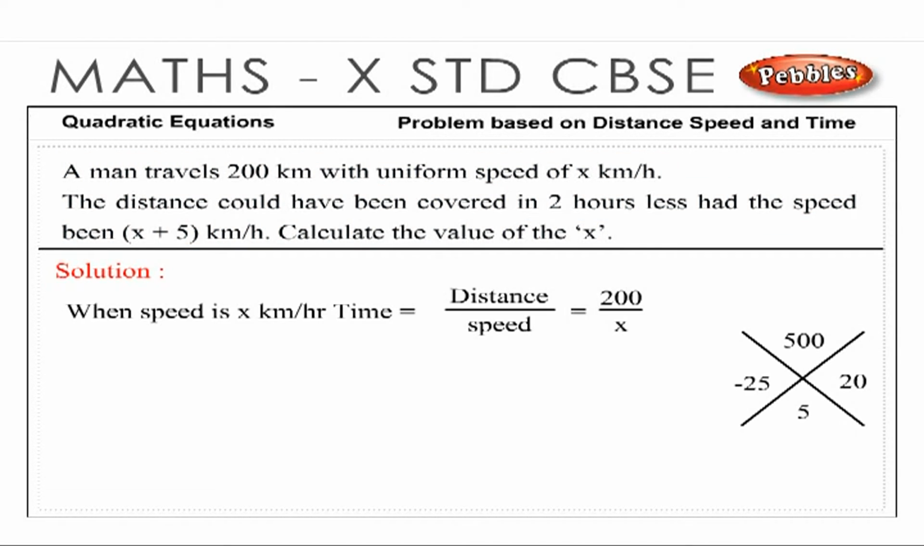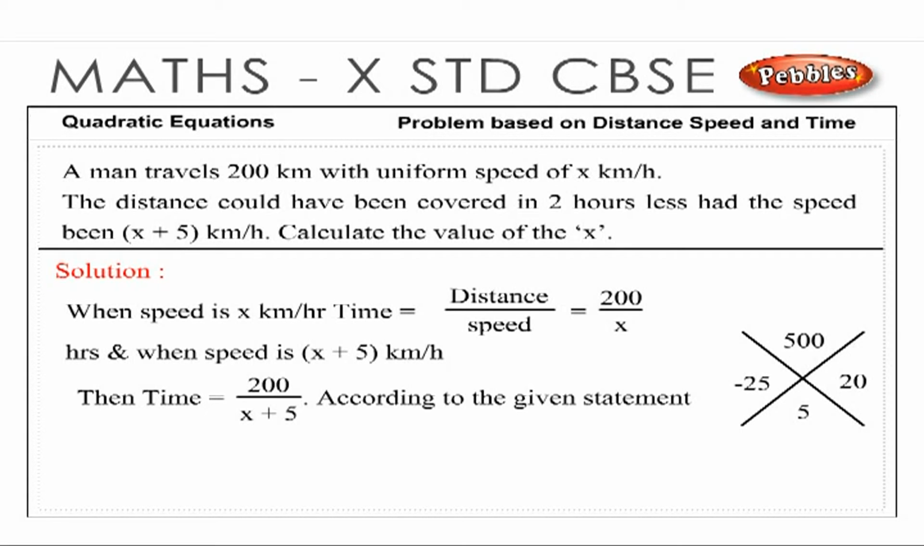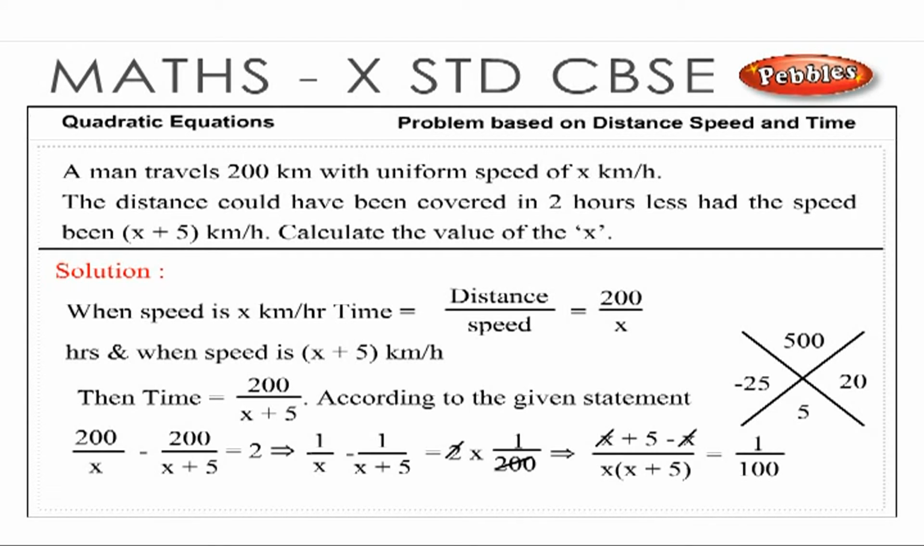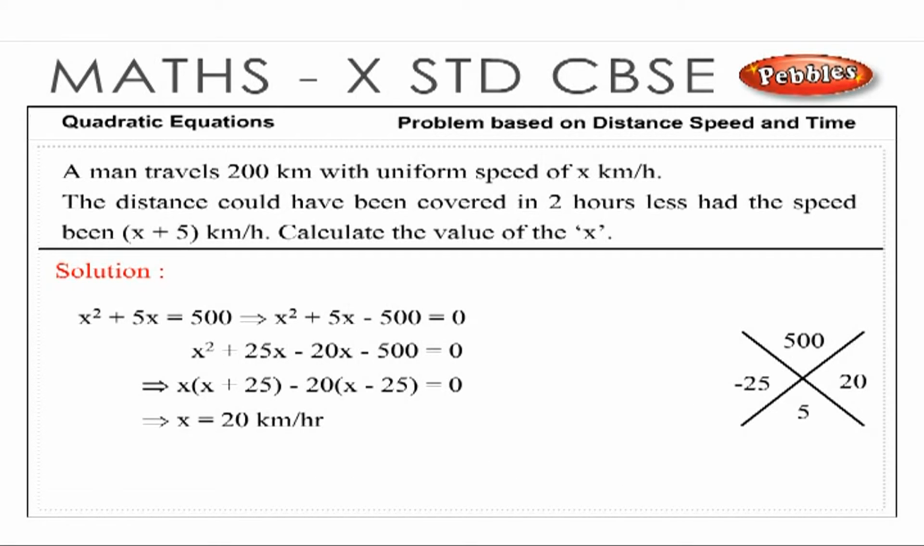Solution. When speed is x km per hour, time is equal to distance by speed, which is 200 by x hours, and when speed is x plus 5 km per hour, then time is equal to 200 by (x plus 5). According to the given statement, 200 by x minus 200 by (x plus 5) is equal to 2. From the above working, we get x is equal to 20 km per hour.